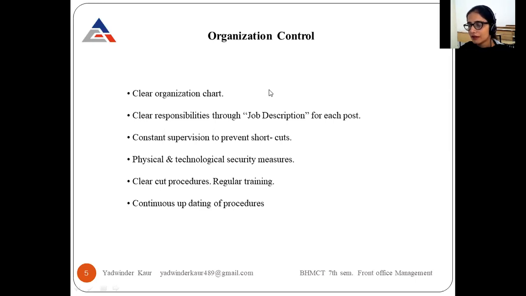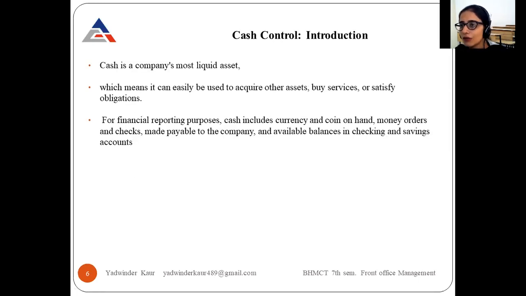Then, cash control introduction we have to take. Cash is the company's most liquid asset, which means it can easily be used to acquire other assets, buy services, or satisfy obligations. For financial reporting purposes, cash includes currency and coin on hand, money orders and checks made payable to the company, and available balances in checking and savings accounts.